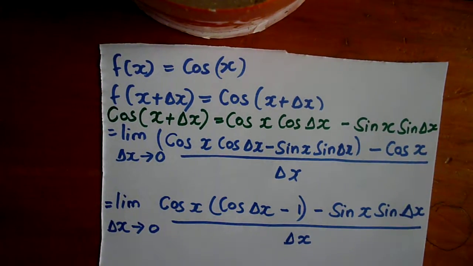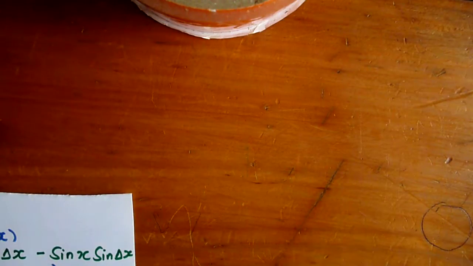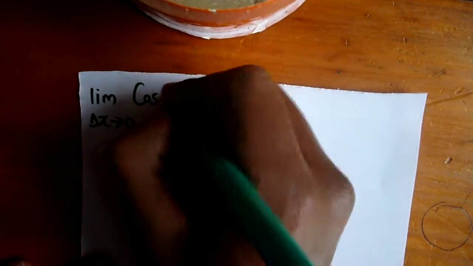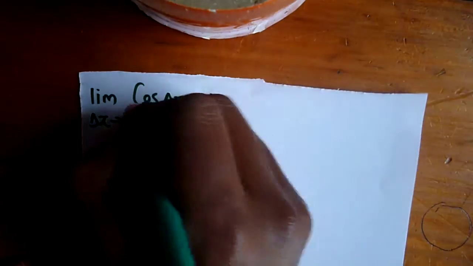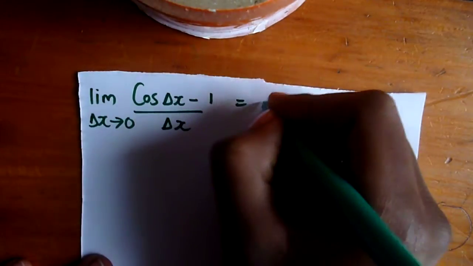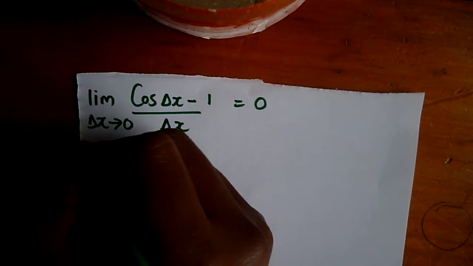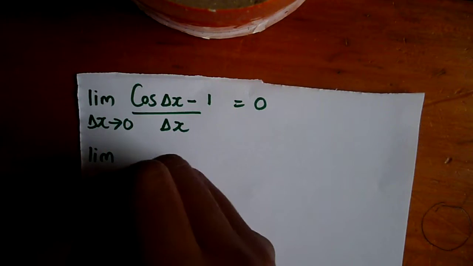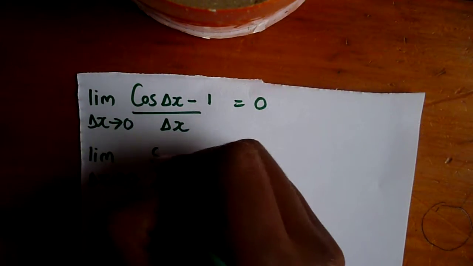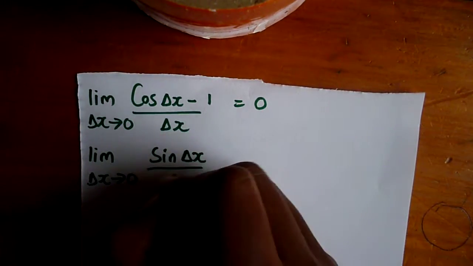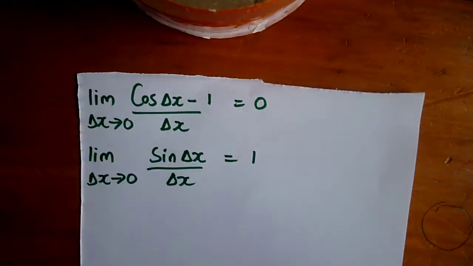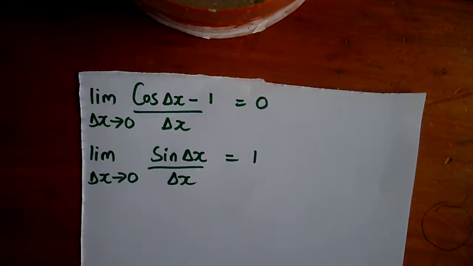From here we're going to remember that the limit as change in x tends to 0 of cos change in x minus 1 all over change in x is 0. How? You'll see it in my next video on limits. And the limit as change in x tends to 0 of sine change in x all over change in x is 1. So this is what we're going to apply.